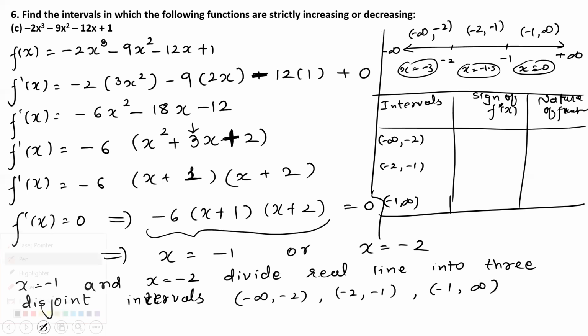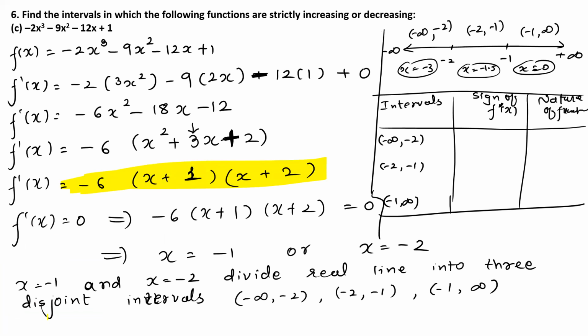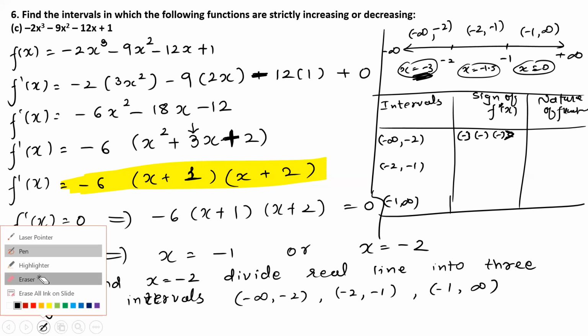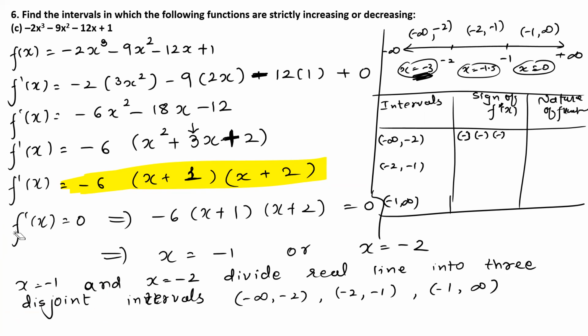Sorry, this is the equal to 0 part. I'm going to highlight that part in which we are going to put all the values. There is -6, which is already negative. Then I'm putting -3: -3 plus 1 is -2, negative, and -3 plus 2 is again negative. So all the values are negative, and that will give you decreasing.